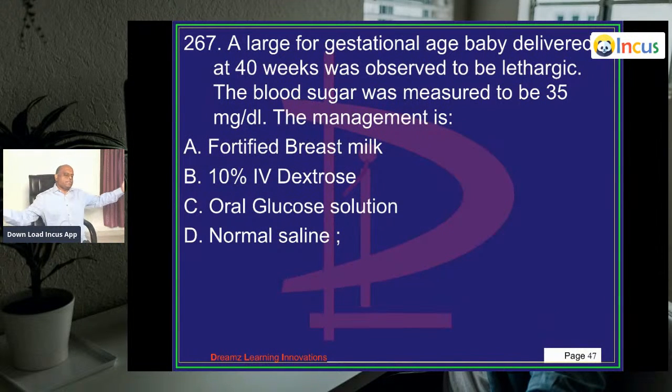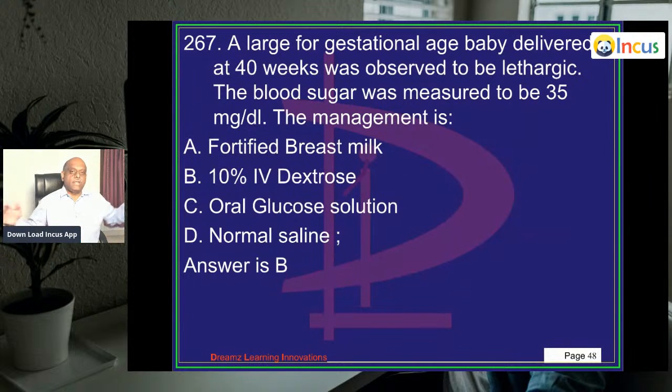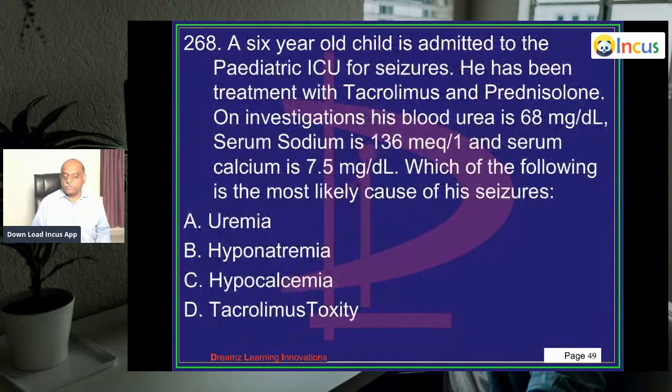A large for gestational age baby delivered at 40 weeks is found to be lethargic. The blood sugar measured 35. How do you want to manage? Typically, large for gestational age babies commonly born to diabetic mothers are at a risk of developing severe hypoglycemia and jitteriness and seizures, etc. So 10% IV dextrose.